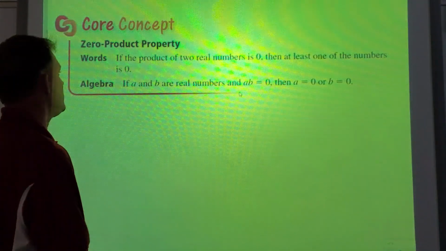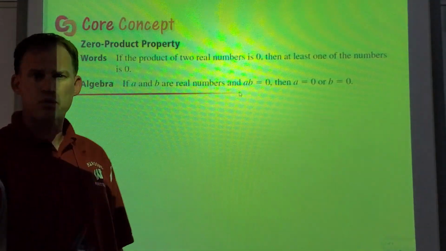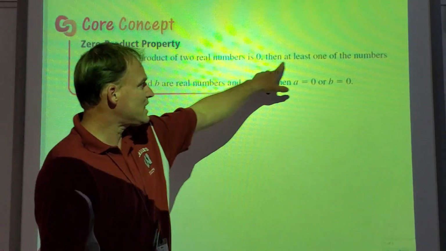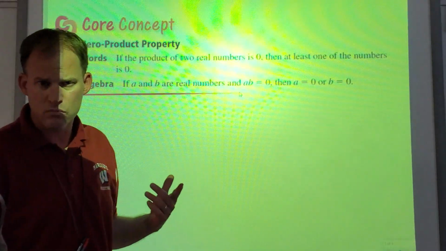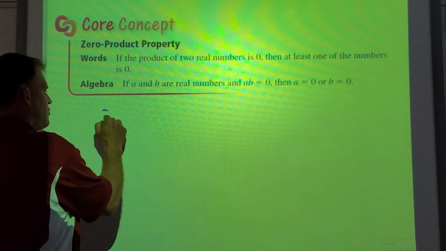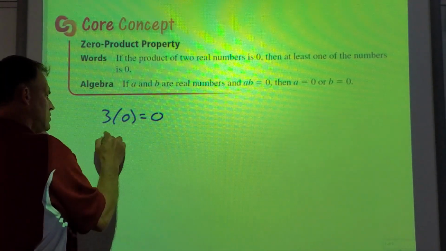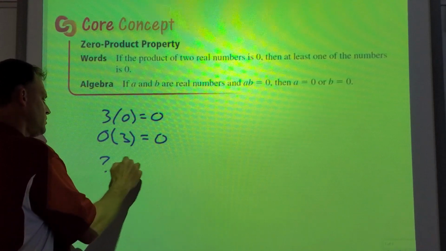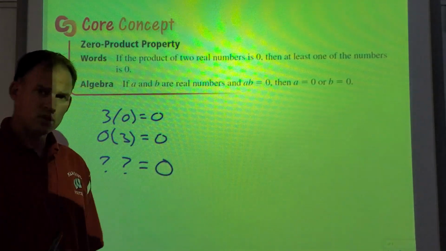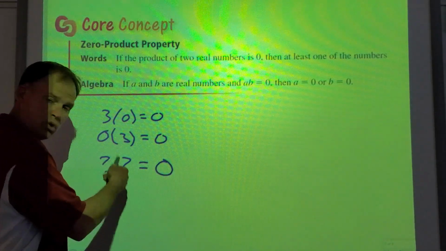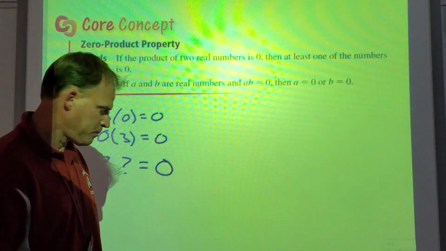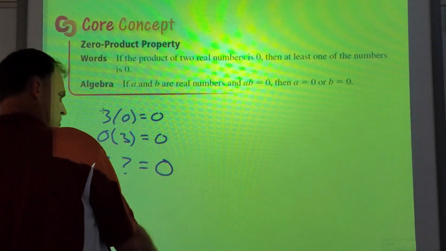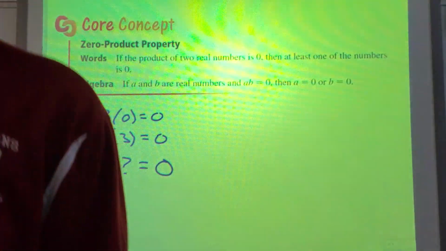Basically what it means is if the product of two real numbers is zero, so product means multiply, if I multiply two things to be zero, then at least one of the numbers has to be zero. So 3 times 0 is 0. 0 times 3 is 0. So if I have two mystery numbers and they equal 0, I know one of the two has to be 0. That's basically what this says.